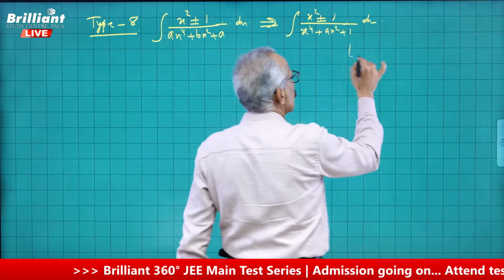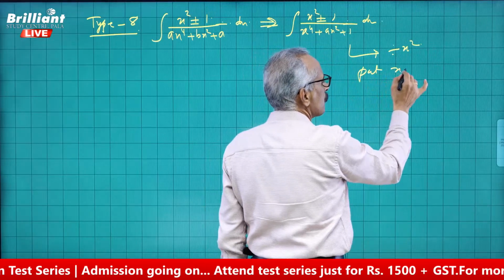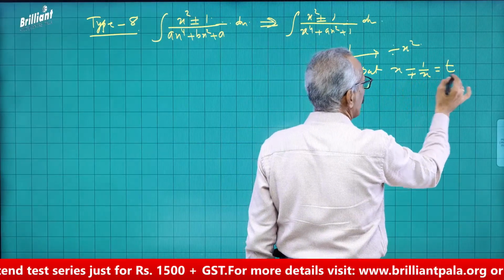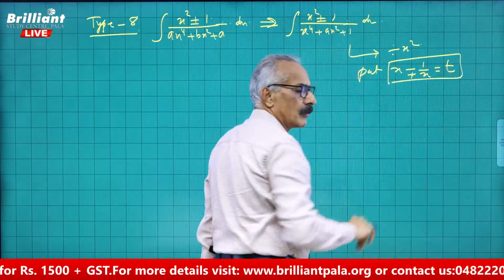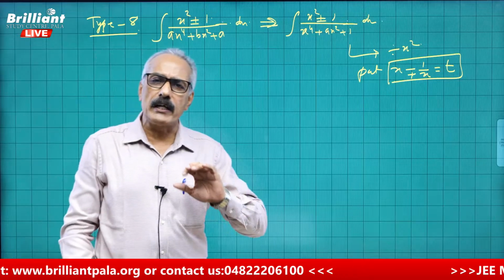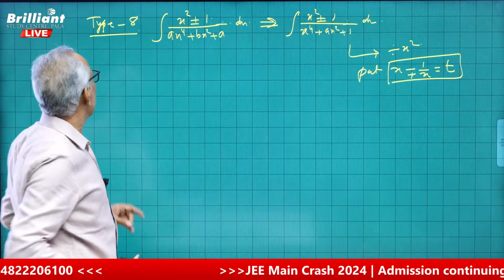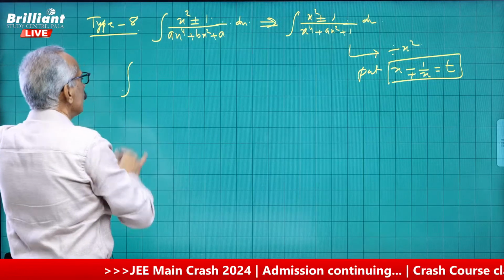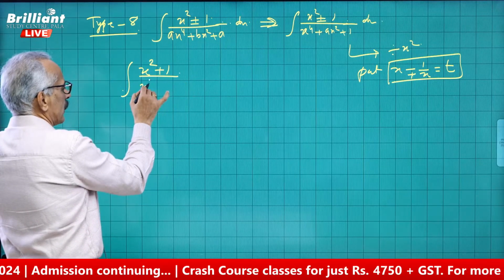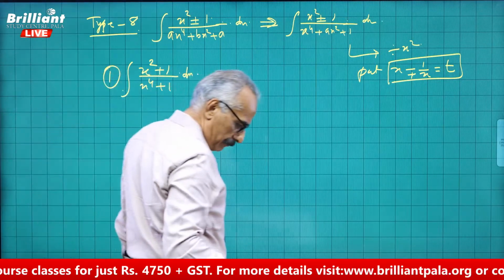Here the method is to divide by x square and put x minus 1 by x, or x plus 1 by x, equal to t. That's all. Remember that. This is the method of evaluating integral of root of tan theta, root of cot theta. One method. So one example I will just show you. Evaluate integral of x square plus 1 divided by x raised to 4 plus 1 dx. That's question number 1 of this type.